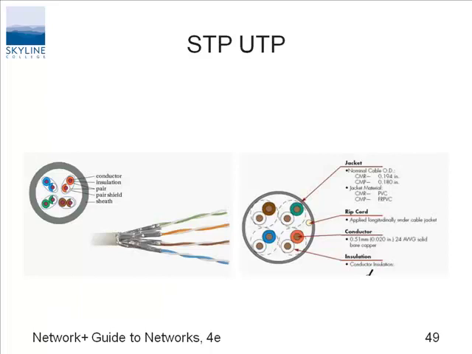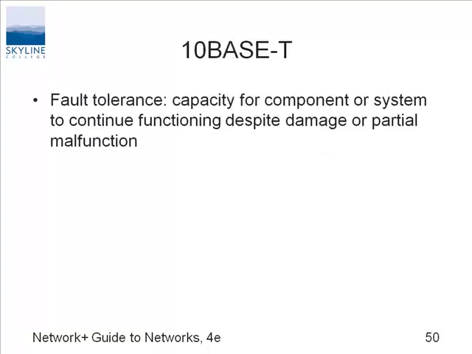Shielded twisted pair, and unshielded is just one that has each. It just shows the shield here around the wire itself. 10 base T, fault tolerance, capacity for component systems to continue functioning despite damage or partial malfunction. 10 base T, 10 is 10 megabits per second, baseband, T, twisted pair.